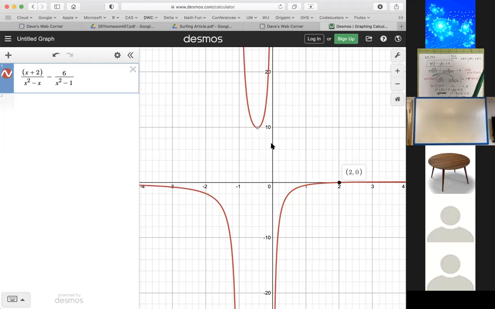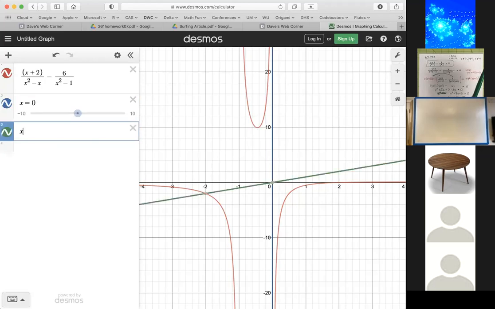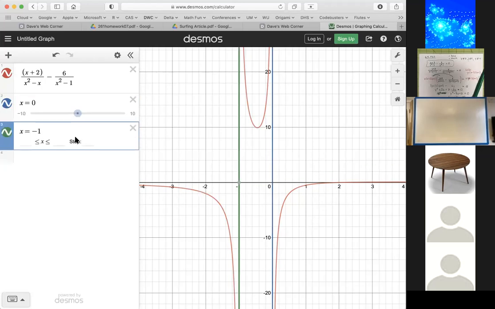And notice I cannot plug in 0 to this equation. I cannot plug in minus 1. Notice that at x equals 0 or at x equals minus 1, I have literally just emptiness. There's no red graph when x equals minus 1 or x equals 0.